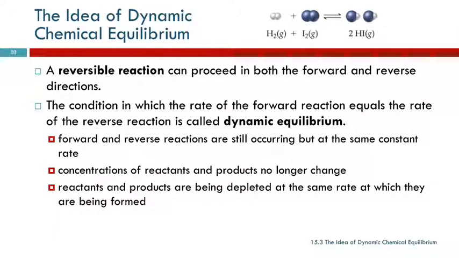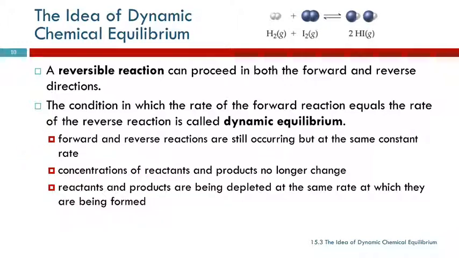So we've kind of hinted at this, but not all reactions just go in one direction. Many reactions are reversible, meaning they can proceed in the forward direction and they can proceed in the reverse direction. The dynamic equilibrium is when the rate of the forward reaction is equal to the rate of the reverse reaction.